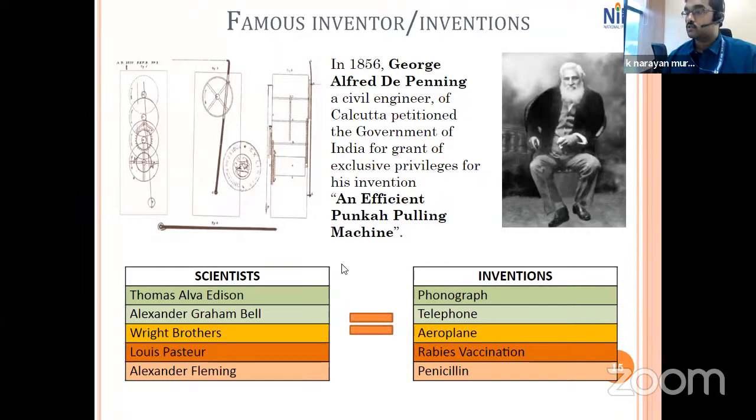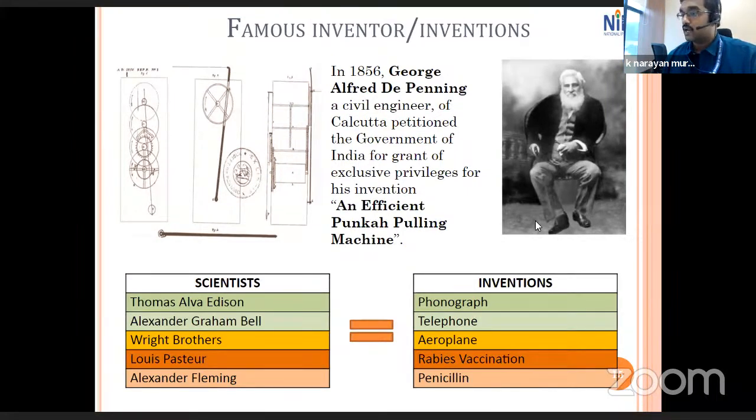Some of the scientists and inventions you can see over here: Thomas Alva Edison for the phonograph, Alexander Graham Bell for the telephone, Wright brothers for the aeroplane, Louis Pasteur for rabies vaccination, Alexander Fleming for penicillin. As soon as I tell the name of Thomas Alva Edison, what strikes your mind? Any answers in the chat box? Light bulb. Varun, yes, right answer. The light bulb was invented by Thomas Alva Edison.